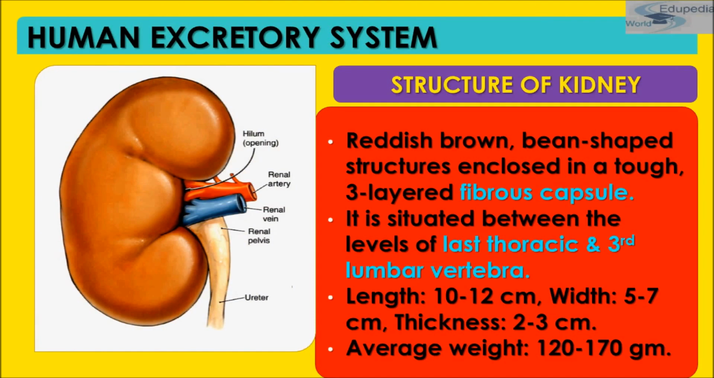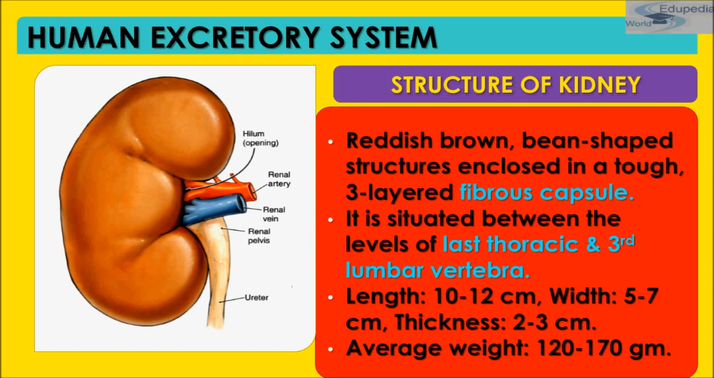As you can see, the kidney is reddish brown in nature. It is bean shaped, just like rajma you can say, and it is enclosed in a tough 3-layered fibrous capsule. It is situated between the level of the last thoracic and the third lumbar vertebra.